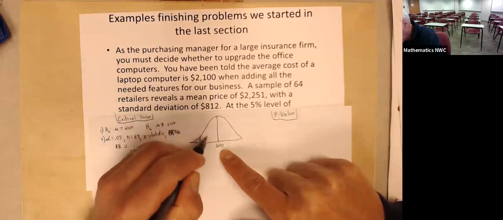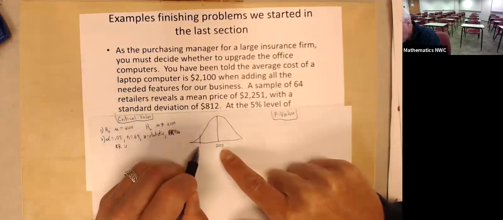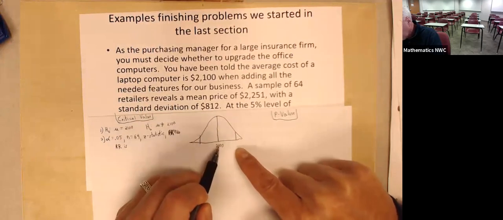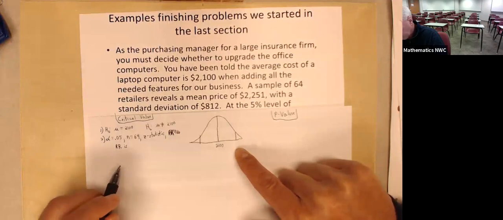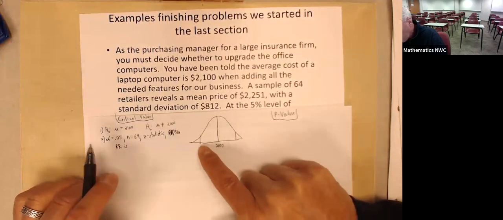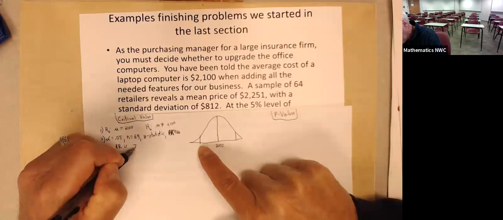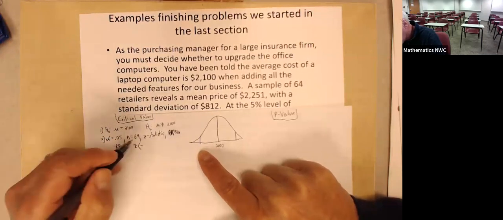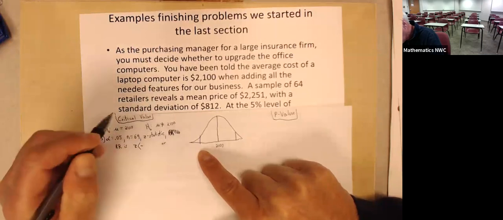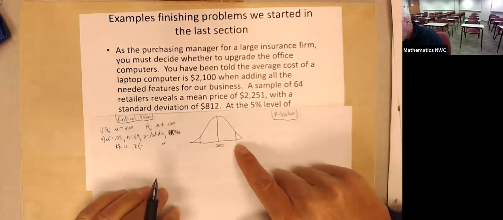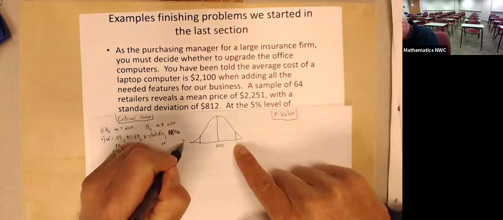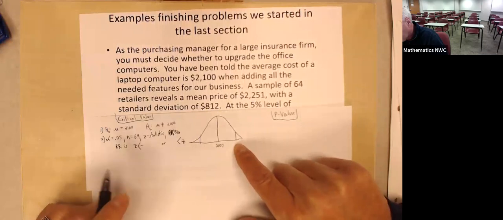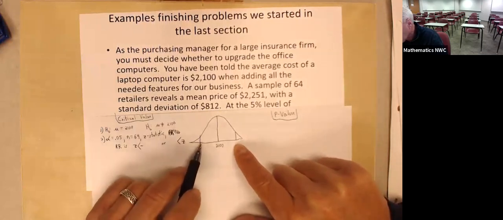One line is over here if it goes far enough less than 2100. The other line in the sand is over here if it goes far enough more than 2100. So I have this line in the sand, which is going to be Z is less than some negative Z score. Or I'm going to have this line, which is Z is greater than some positive Z score. Now, getting those Z scores.